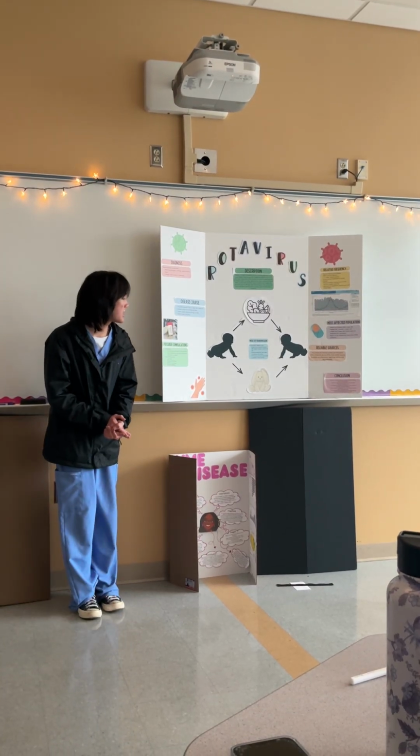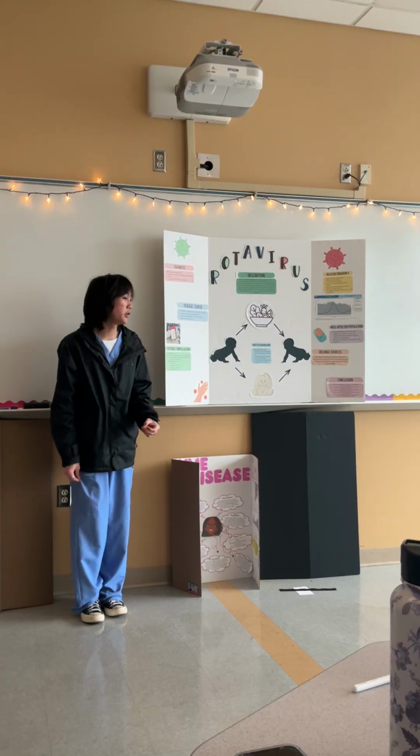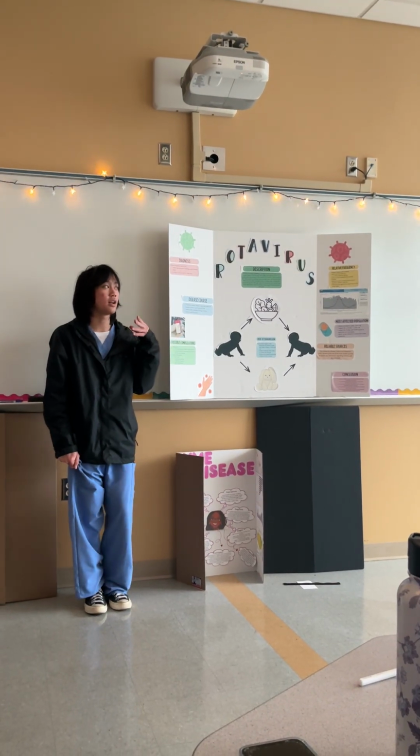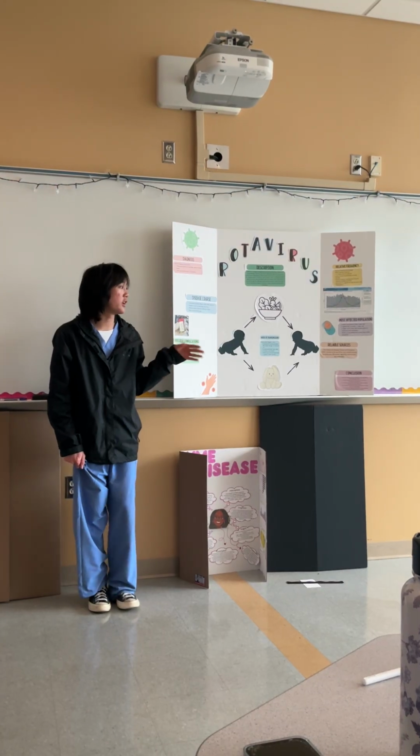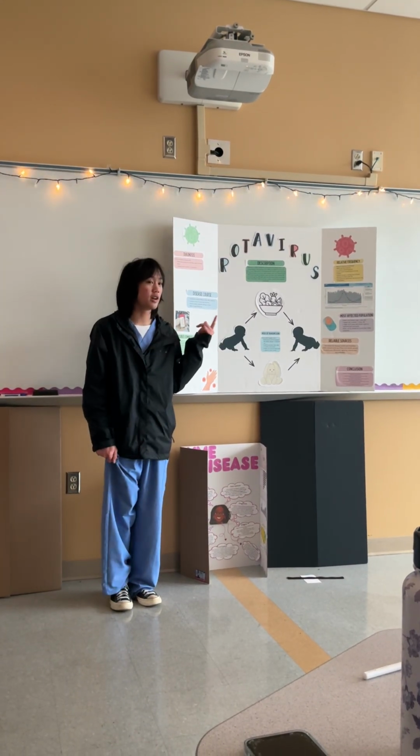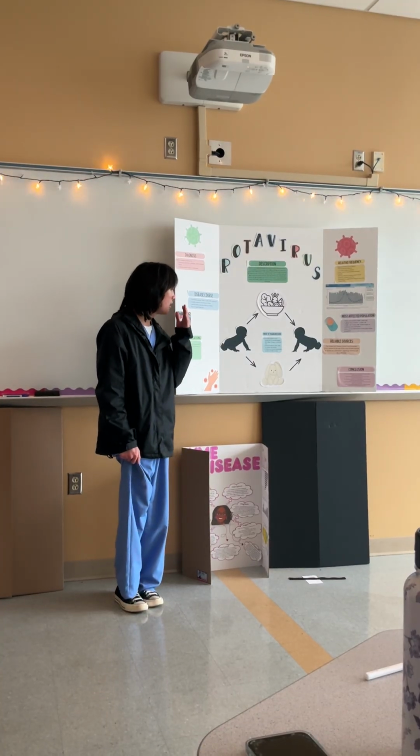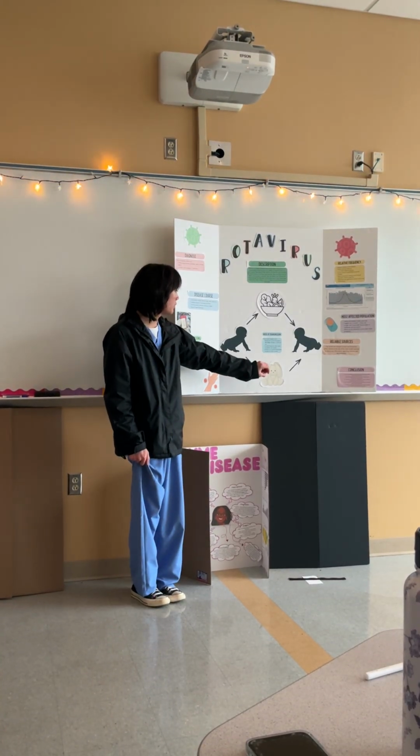And in a broader sense for the fecal-oral route, flies that land on surfaces that have poop on it can go onto your food and you're eating that food. So that's another example of how the fecal-oral route transmits diseases. So that's kind of covering how it's transmitted.